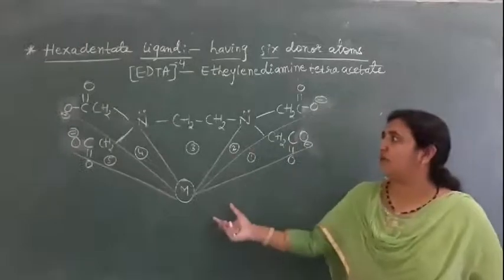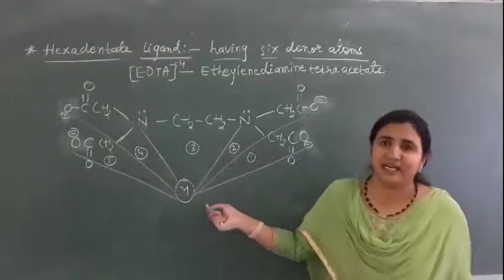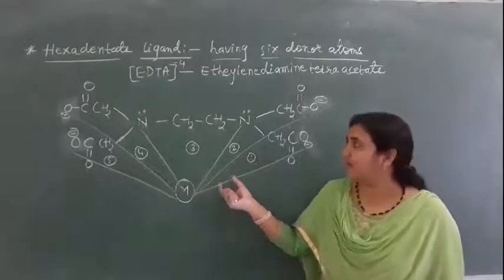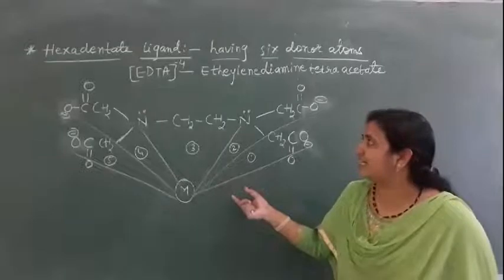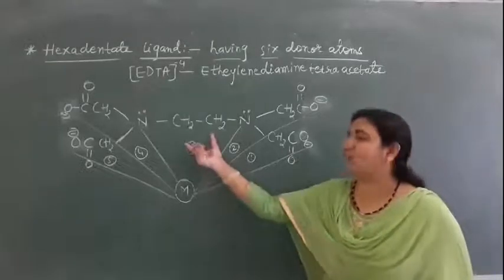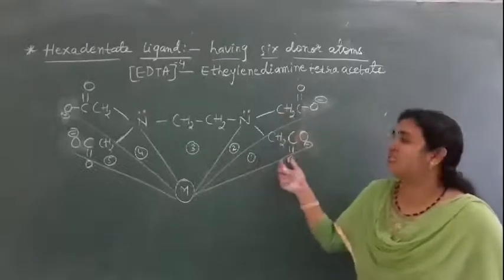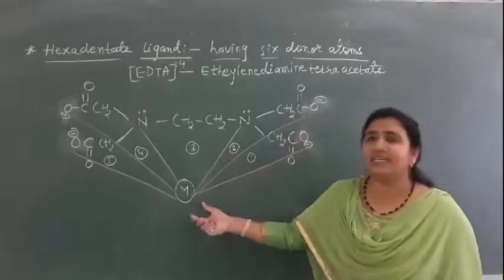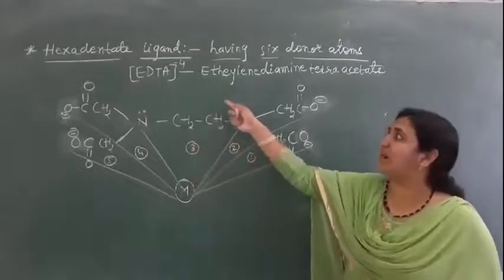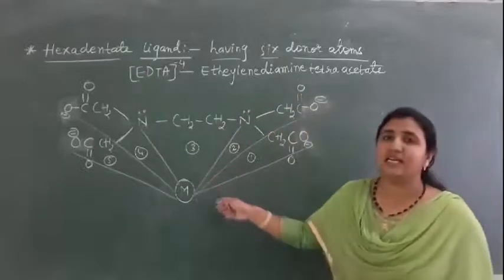In competitive exams they can ask a question on this hexadentate ligand. What is the structure of the hexadentate ligand? In the hexadentate ligand, which are the donor atoms? 2 nitrogen and 4 oxygen ions here, these O minus ions. So what is the hexadentate ligand? EDTA, ethylene diamine tetraacetate ion. It is a hexadentate ligand here.